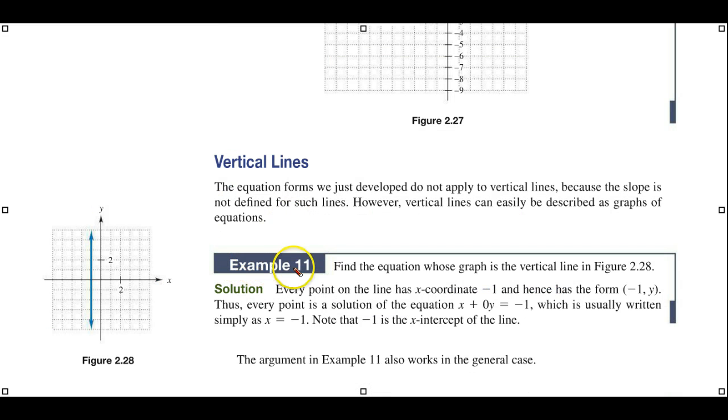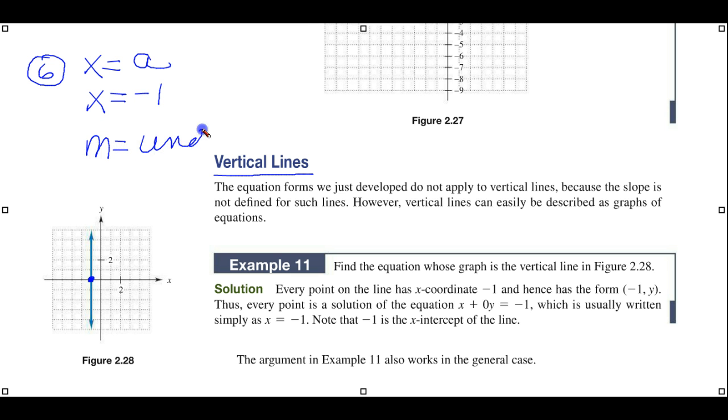Now for example 11, we're dealing with vertical lines. Remember, that's formula 6, x equals a. So we just look at our graph, and it's going through negative 1. So that is the formula of a vertical line. And what was the slope we said? Undefined.